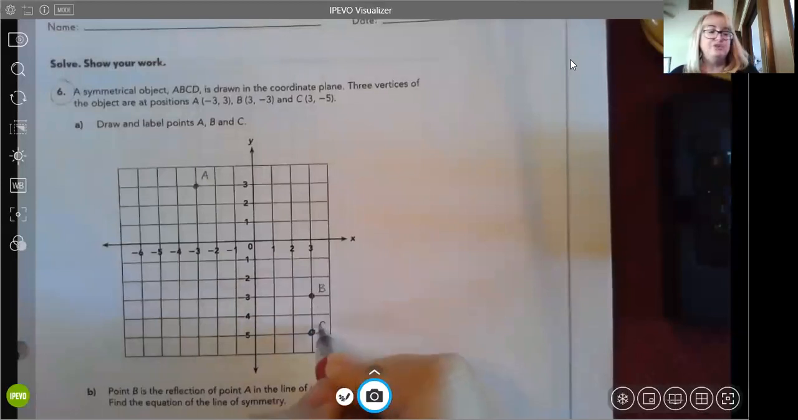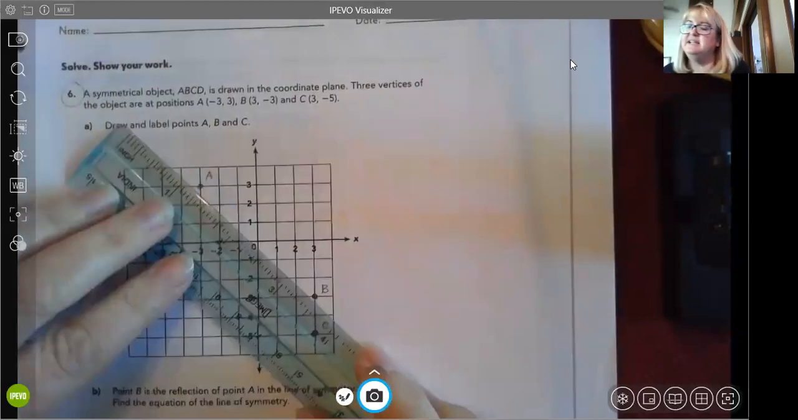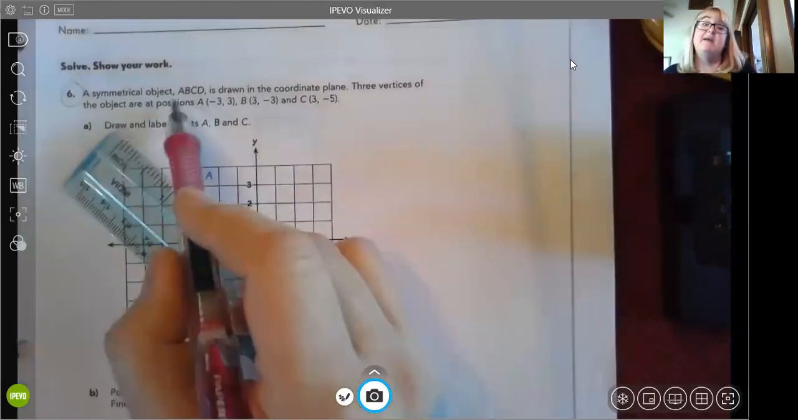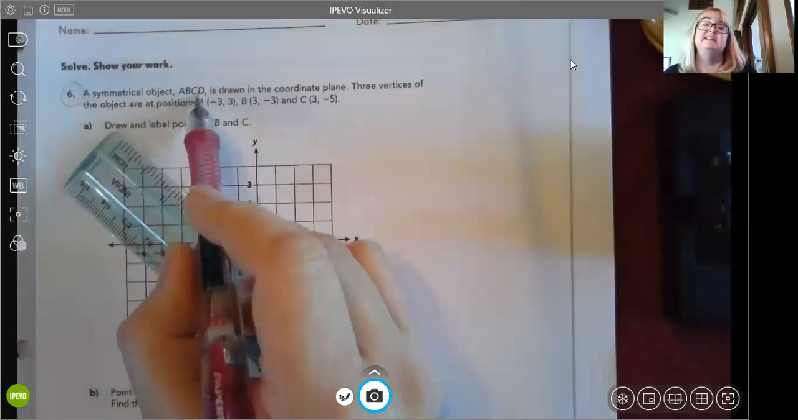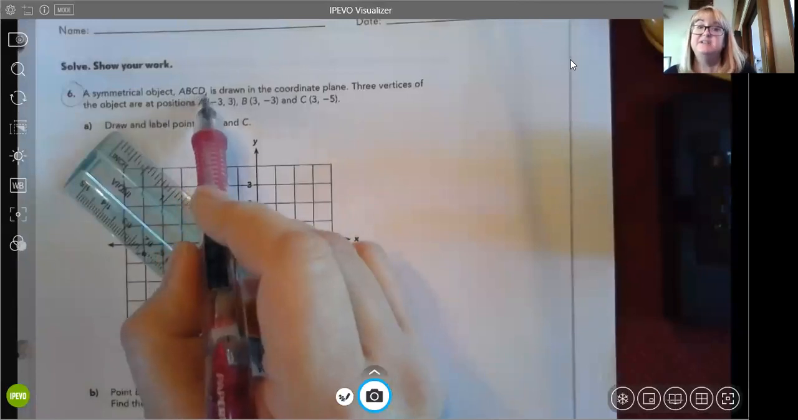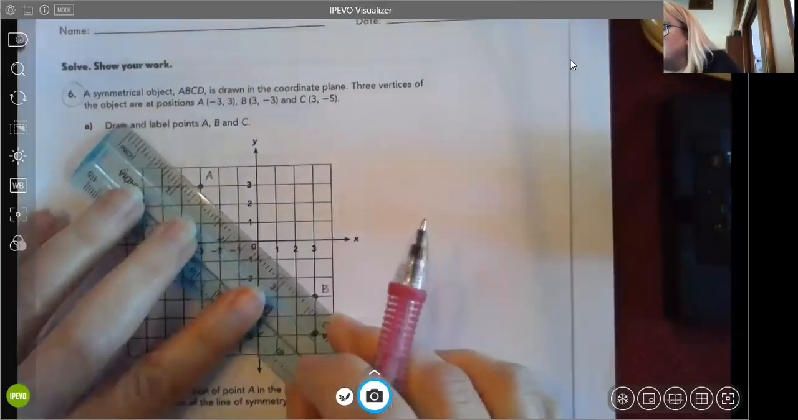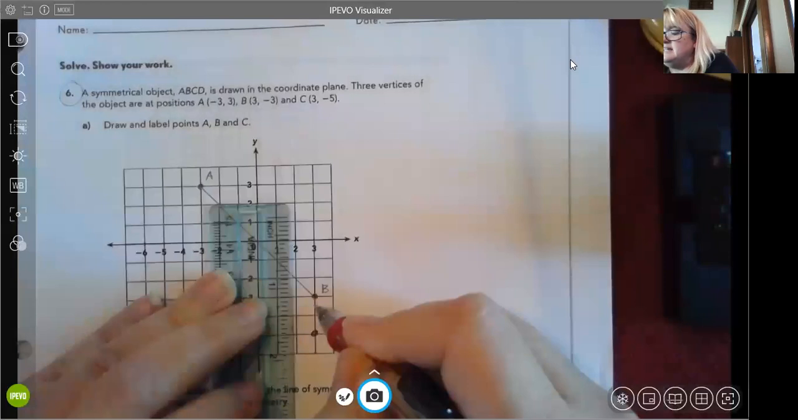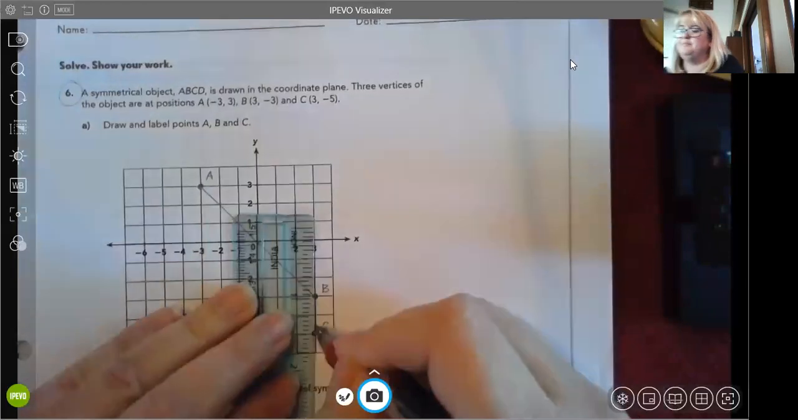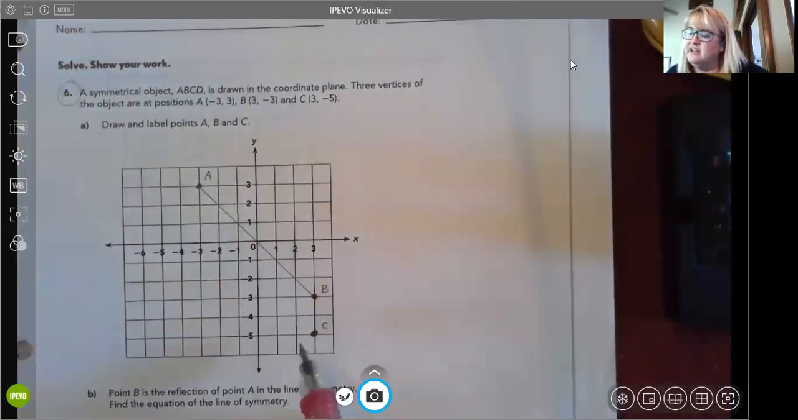All right, so I do know that, because it says symmetrical object and it gives its name, A, B, C, D, A is connected to B, B is connected to C, C is connected to D, and then D is connected back to A. So I'm going to go ahead and just draw partially what this looks like. So we've got A is connected to B, and then B is connected to C. Okay. So we've drawn that. I did a little extra.